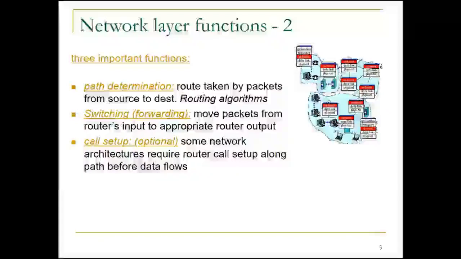Some network architectures require routers to make calls along the path before data flows. Even when it comes to ATM, for instance, which is a packet switching network, it requires a dedicated path to be set up before information cells can be moved across the ATM networks. So some of these are very important when it comes to layer 3 functionalities within routing.